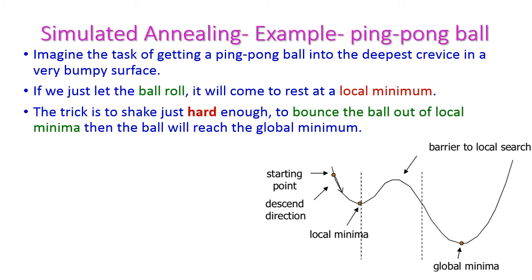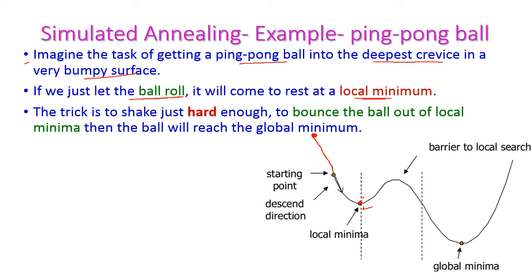Let us see a ping pong ball example. Here we will take one ping pong ball, and that will be rolled in the deepest crevice in a bumpy surface, right? If we just let the ball roll, it will come to rest in the local minimum. For example, suppose we take this particular surface and the ball is placed here. If the ball smoothly rolls into the surface, then it will reach the local minimum in this place and it will rest here. And what is our goal?